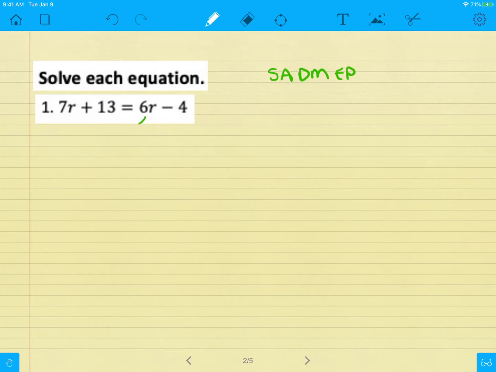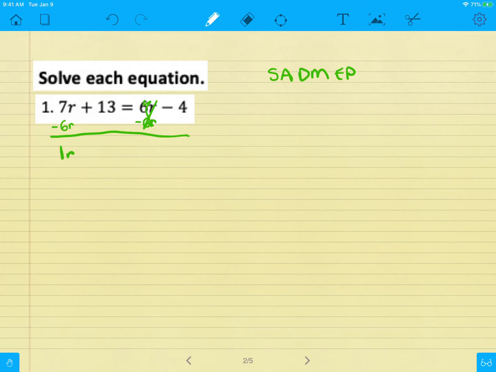Like when I bring this 6r over, it's going to become a negative. I'm going to subtract 6r over, because I'm technically subtracting 6r from both sides. So the 6r's cancel out on the right side. On the left side, 7r minus 6r makes 1r, because you can actually subtract the numbers. If you want to get rid of the 1, you can, but every variable always has a 1 in front of it. I'm just going to leave it.